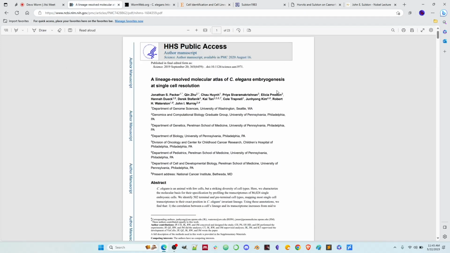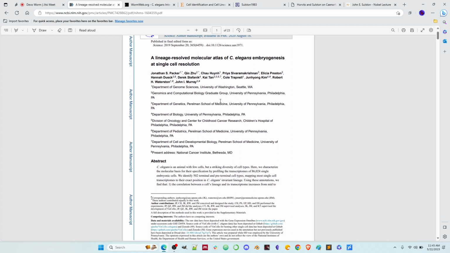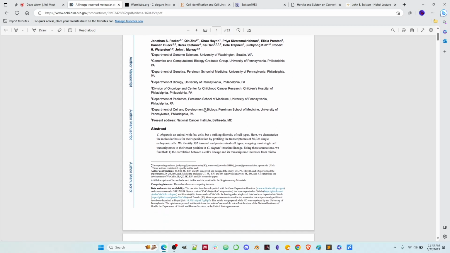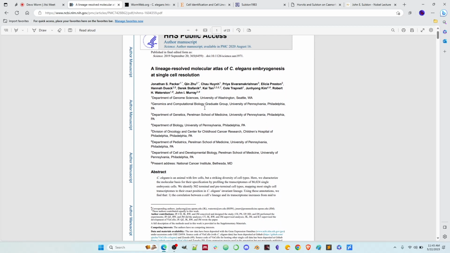Finally, this article on a lineage resolved molecular atlas of C. elegans embryogenesis at single cell resolution. So this is a molecular atlas, and this is actually related to some of the work that's been done on the EPIC data set. Some of the same people were involved in producing the EPIC data set. Robert Waterston and John Murray were involved in that data set, and perhaps others I don't remember, but it's the same group. With the EPIC data set, they were able to produce these movies of the entire C. elegans embryo dividing, and the divisions go up to the hatch of the egg.